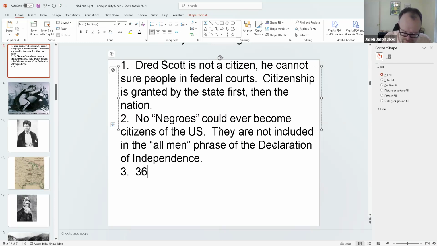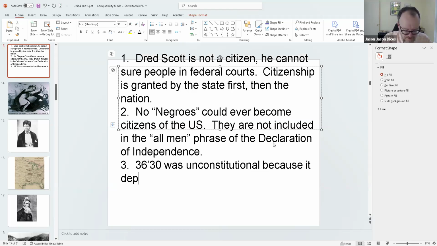The court ruled that 3630 was unconstitutional because it deprived people, citizens, of their property.